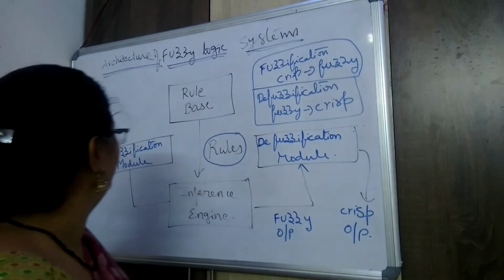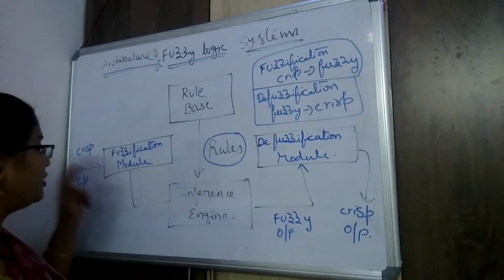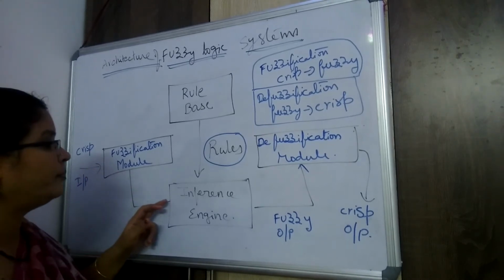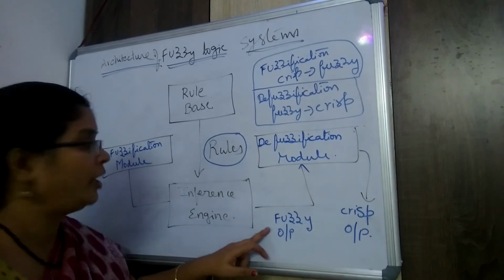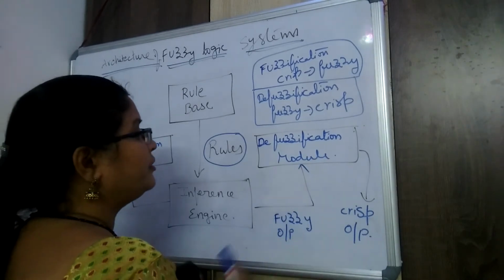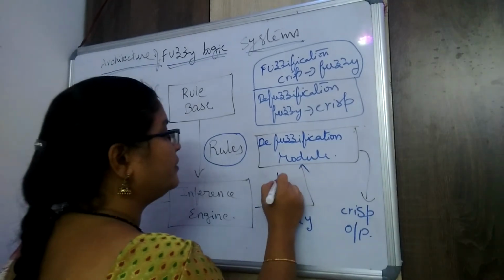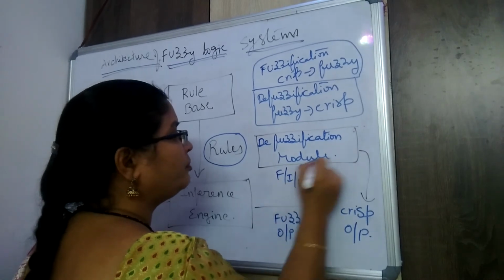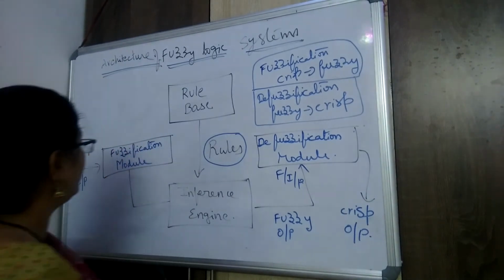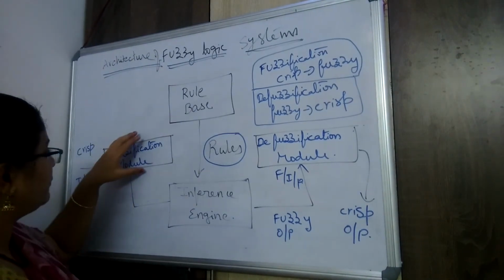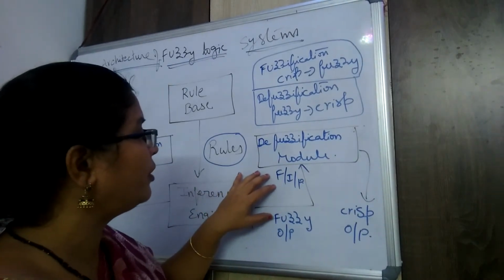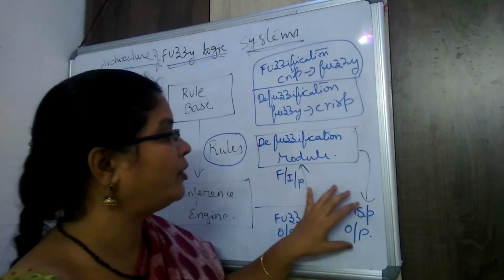Whenever we are getting the input as the crisp input, this crisp input goes through fudgification and will go to the fudgy output. And here we have the defudgification module. It takes the fudgy input, and this fudgy input will be transformed into the respective crisp output. So whatever data you give as the crisp input, using the fudgification module you can get the fudgy output, and whatever data you give as fudgy input will be transformed into the crisp output.